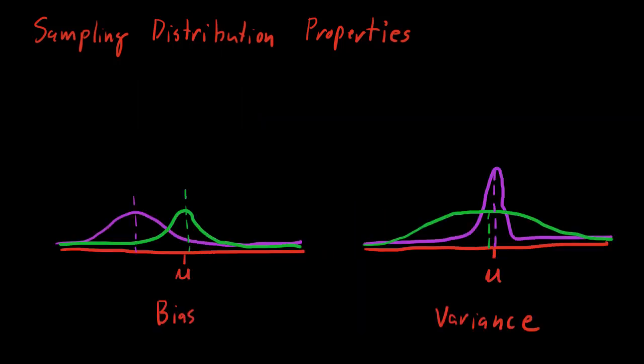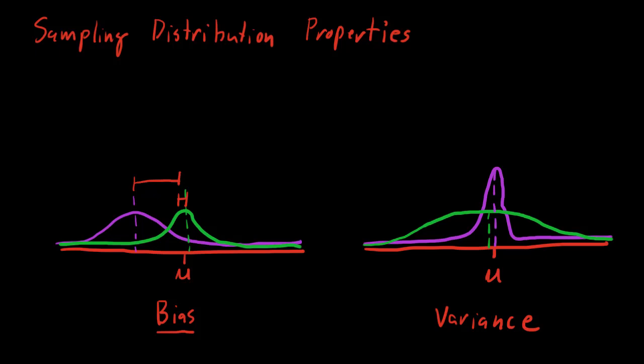To determine the best sampling distribution and its corresponding point estimate, we have two properties that we can look at. First one we can look at is called the bias. And what the bias is, it's the difference between the point estimate for a given sample distribution and the true parameter value. So in this case, for the purple distribution, our bias is much larger than the bias for the green distribution. So in that case, we'd want to pick the green sampling distribution and its corresponding point estimate over that for the purple sampling distribution.